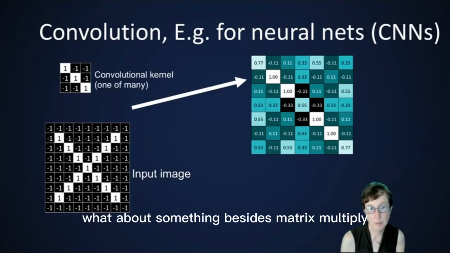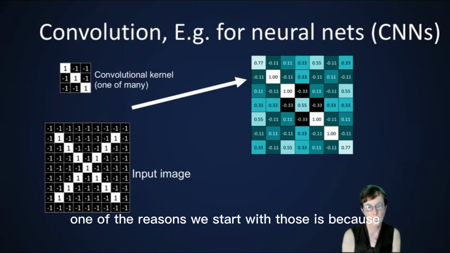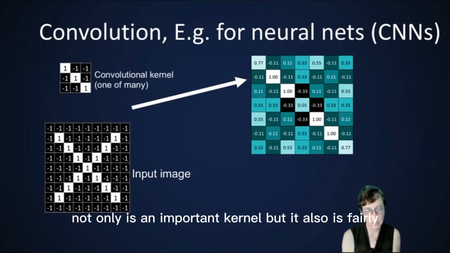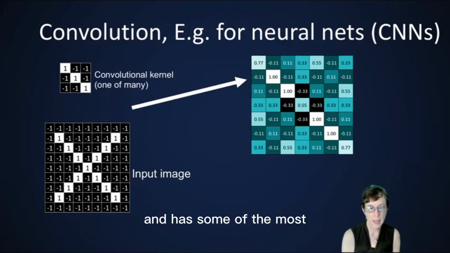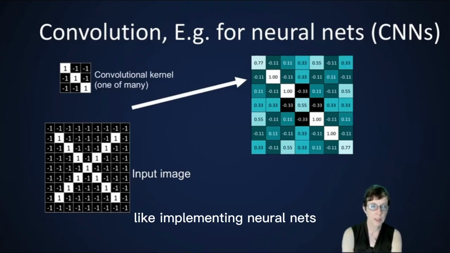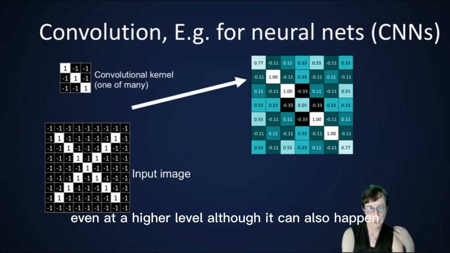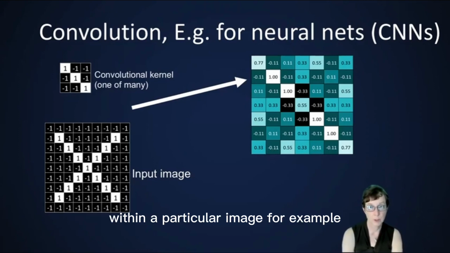What about something besides matrix multiply? We've done a lot of work with matrices, and one of the reasons we start with those is because not only is it an important kernel, but it also is fairly easy to parallelize and has some of the most dramatic impacts in terms of memory hierarchy optimizations. But let's say that we're implementing neural nets and we're implementing a convolution. Typically, by the way, the parallelism would probably happen even at a higher level, although it can also happen within a particular image, for example.